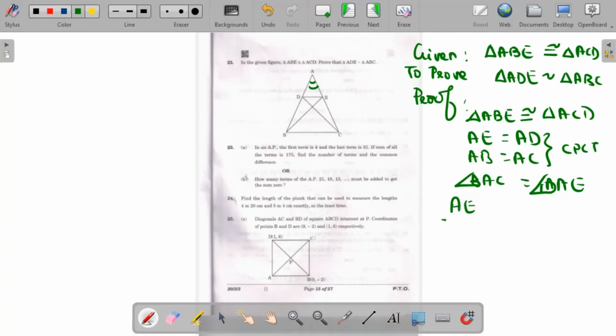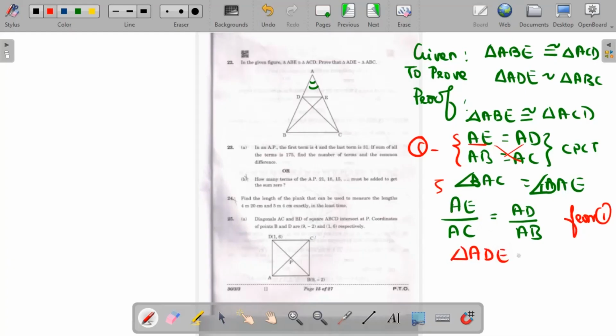Also, AE divided by AC will be equal to AD divided by AB. How am I getting it? I am getting it from these statements. So AE divided by AC will be equal to AD divided by AB. If I mark this as equation 1, so it is from 1. So you have two sides that are proportional and you have one common angle, which means triangle ADE is similar to triangle ABC using SAS similarity criteria, and hence we proved.